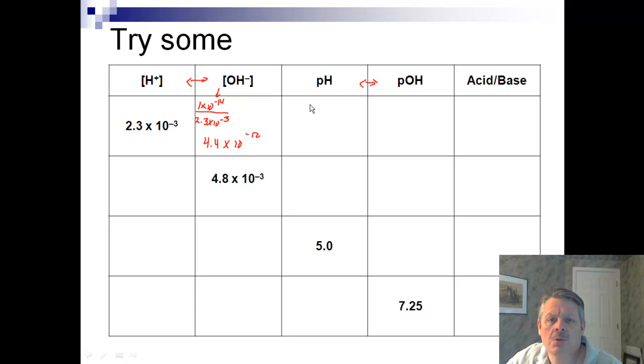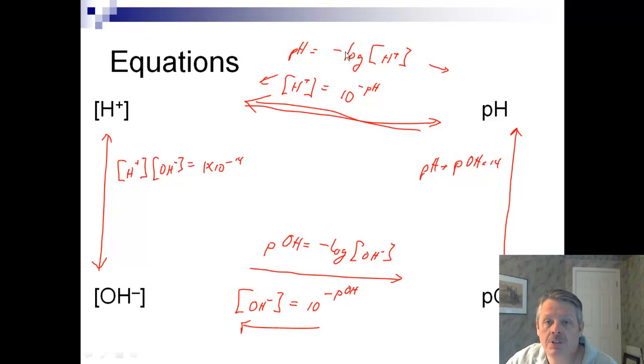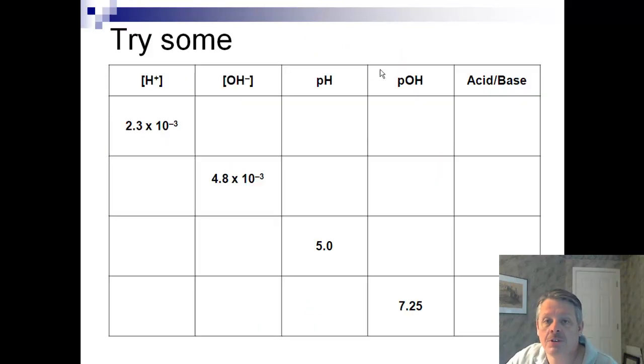Now, how do I come up with my pH or my pOH? Well, my pH, if you remember your pH, let's go and look this back up. Your pH is equal to, well, we just did this on the previous page. So your pH is equal to the negative log of your hydrogen concentration.